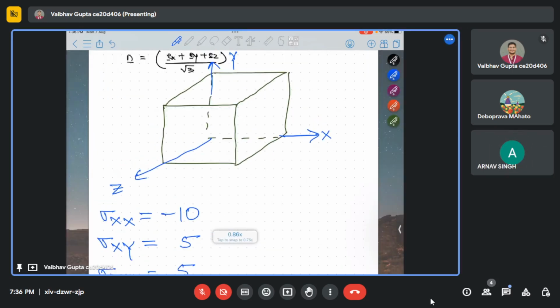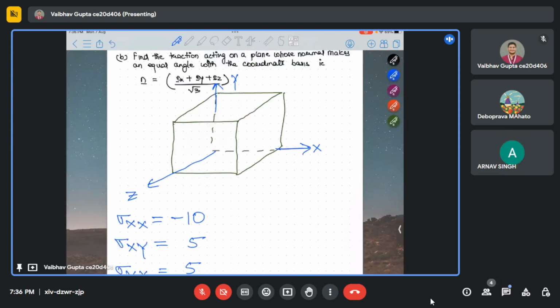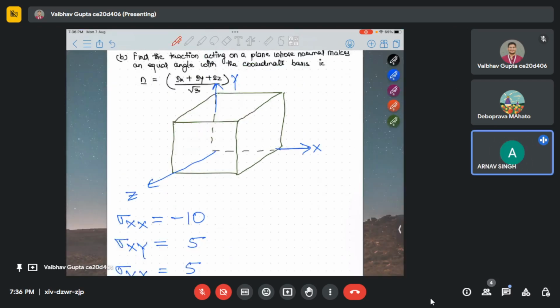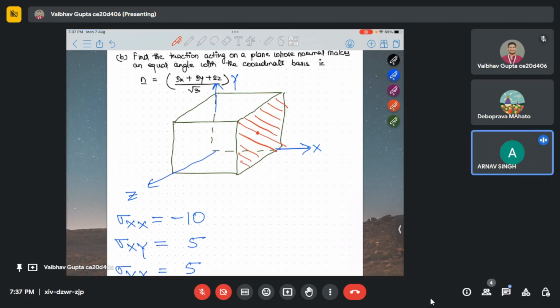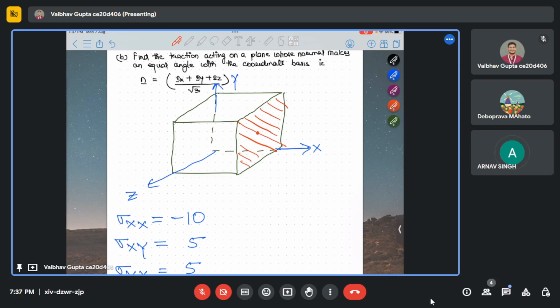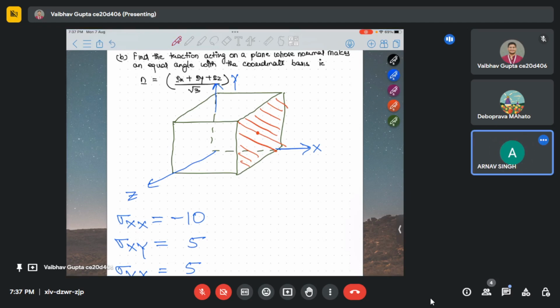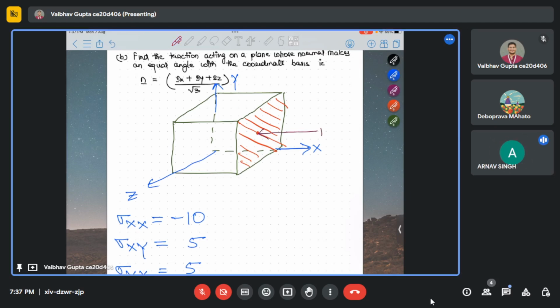Now where to draw the line for sigma xx? On the boundary, in the x plane, in the direction of x. Now outward or inward? Plus means outward, towards the positive direction. Minus means towards the inward direction, whatever way you define the coordinate system. In our coordinate system, the right-hand side is the positive side. So this minus 10 is drawn inward. Similarly for the other side also.